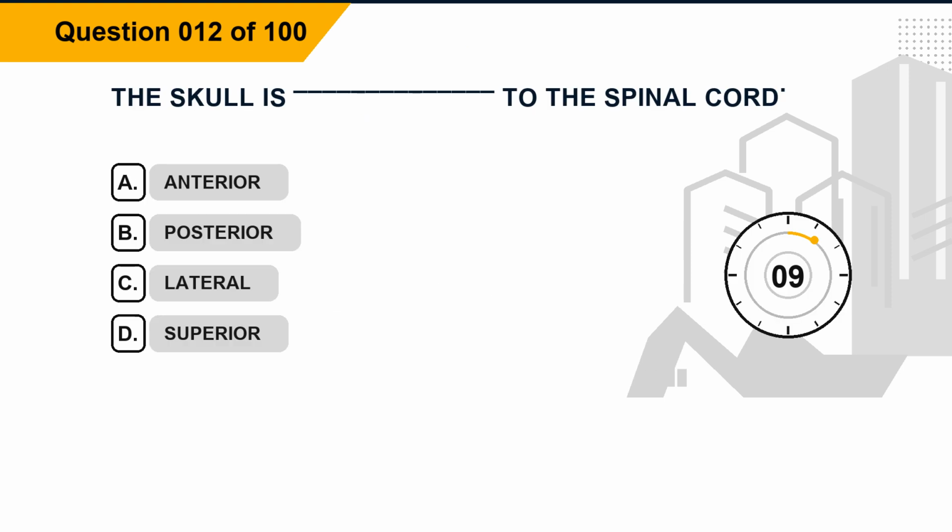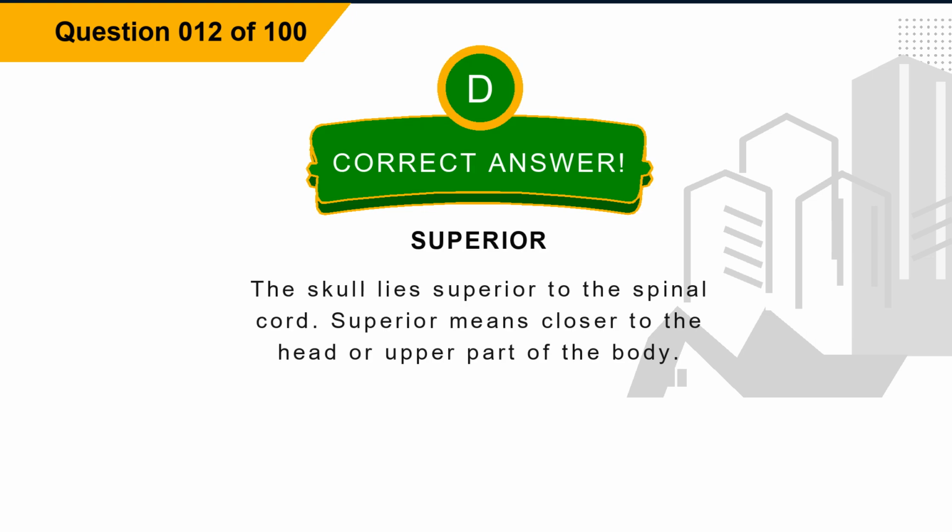Question 12. The skull is blank to the spinal cord. Option A, anterior. Option B, posterior. Option C, lateral. Option D, superior. The correct answer is option D, superior. Explanation. The skull lies superior to the spinal cord. Superior means closer to the head or upper part of the body.